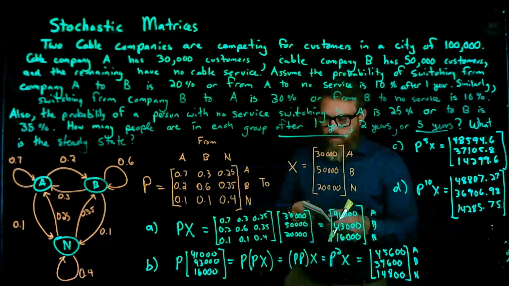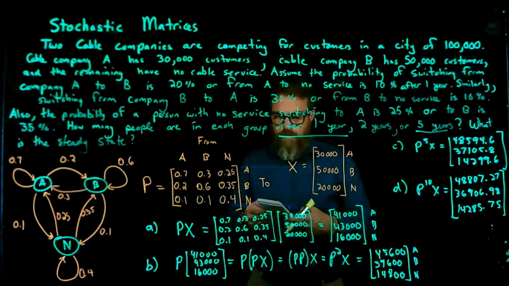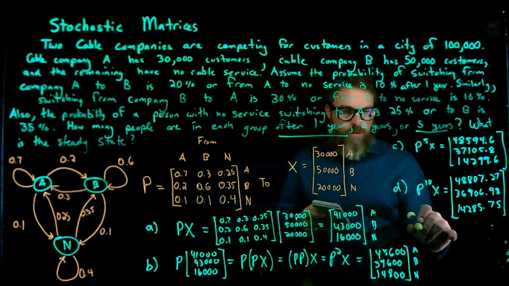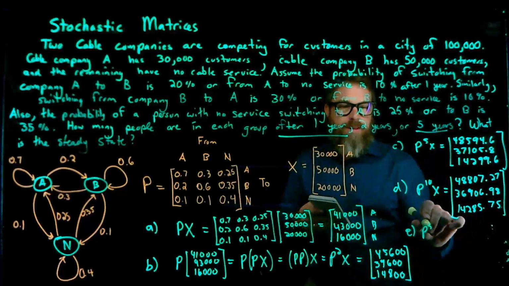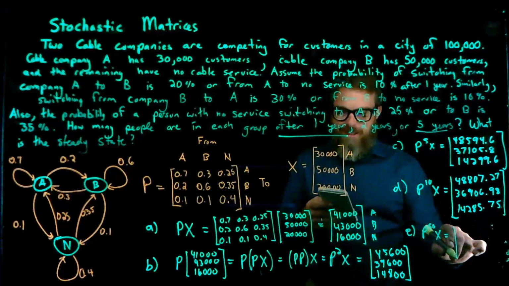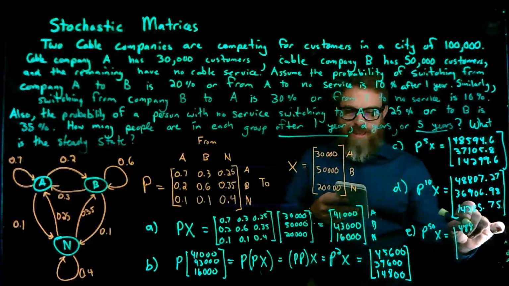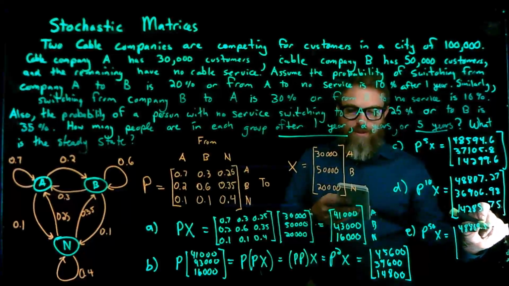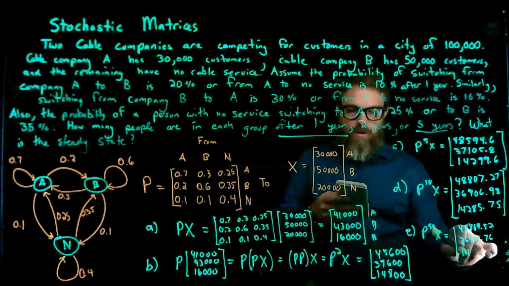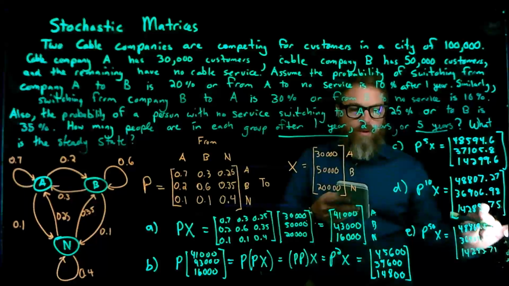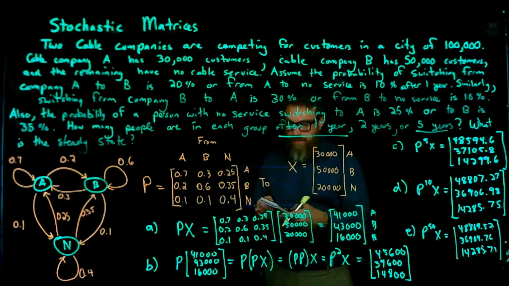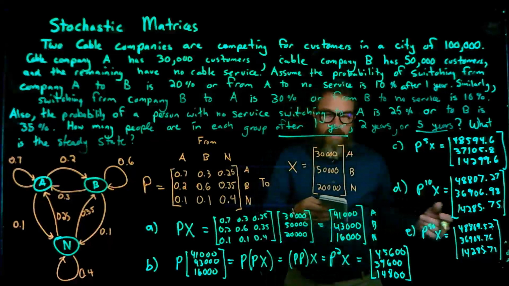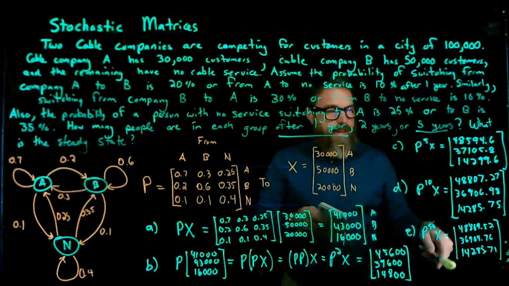And then let's go after, I don't know, let's go 50 years. What the heck's going to happen after 50 years? Well, after 50 years, run out of room. So E, what about after 50 years? P50x. So this is going to equal 48809.52, 36904.76, and then 14285.71. And I'm going to put 99 in here, because I don't know if it's going to overflow on me. But when you plug in 99, I get exactly the same thing here.